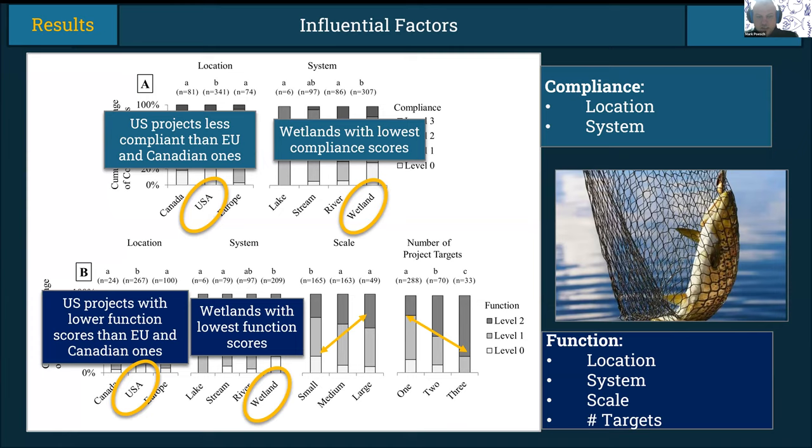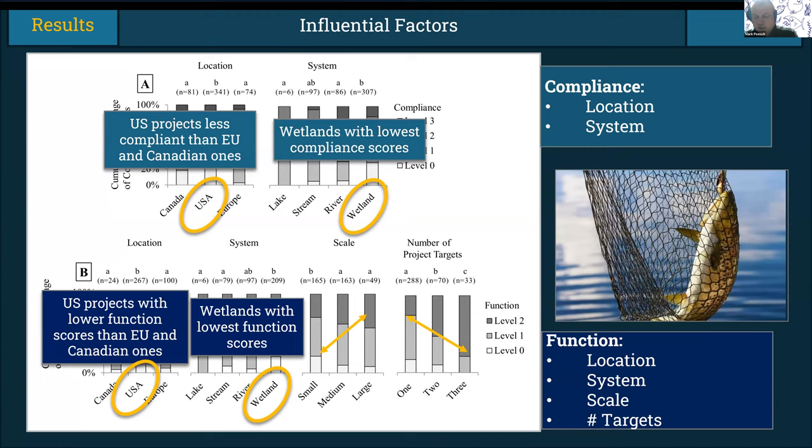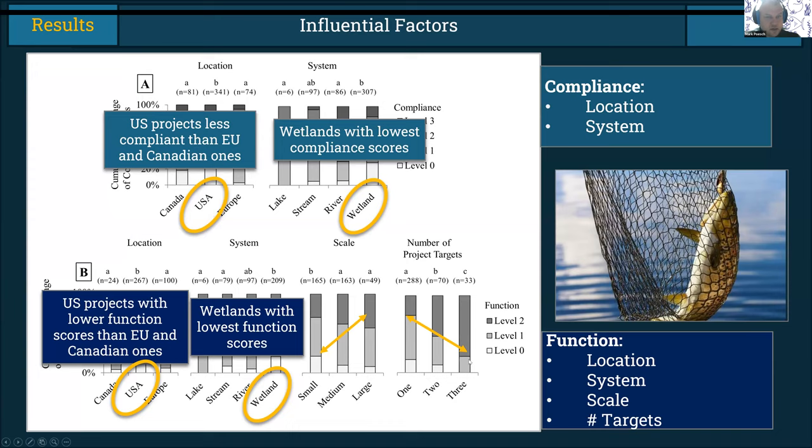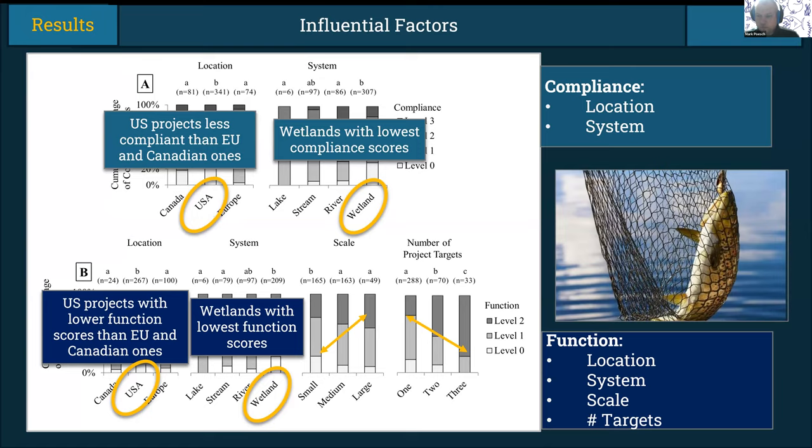And again, US projects had significantly lower functional scores than European Union or Canadian ones. And wetlands had lower functional scores than some of the other systems as well. And we'll talk about some of the lessons that we've learned as far as why we think that may be the case. What was really interesting was that there was a positive relationship between ecosystem function and the scale of the project. That's to say that larger projects tended to have more ecosystem function than smaller projects. And the more project targets that you had, the better you ended up doing overall. And these are, I think, very important lessons that we could use for implementing offsetting strategies in Canada more broadly.